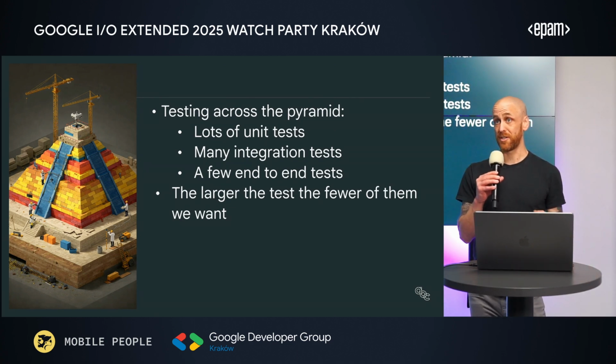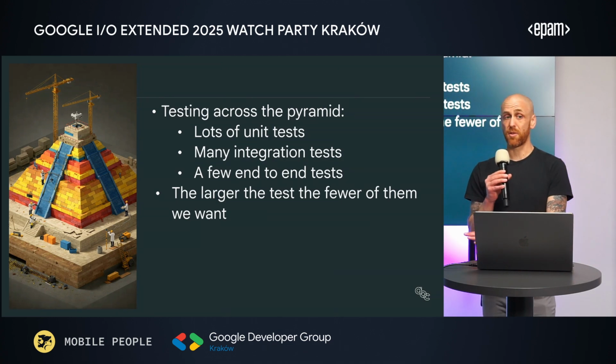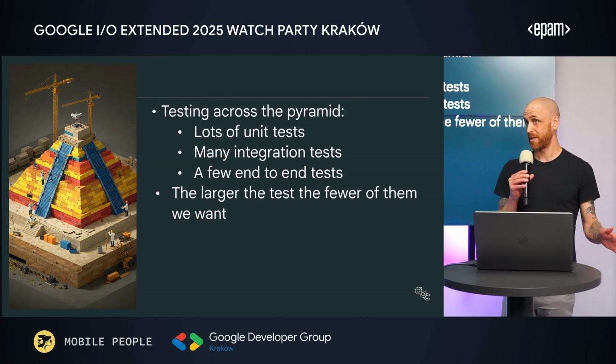For us, this generally means real device tests. Real device tests are inherently flaky. There is always some downside to working with real devices. There's also a ton of upside, and that's the user experience your users are going to get. So basically, the easy rubric here: the larger the test, the fewer of them we want.